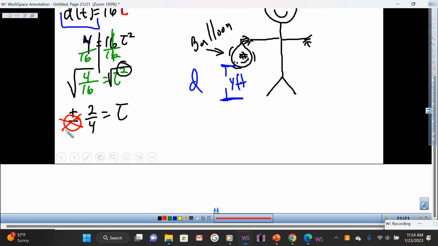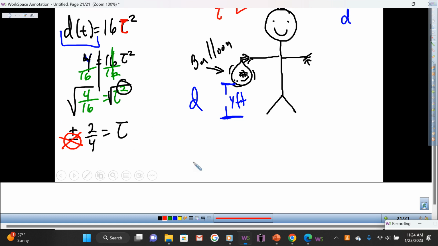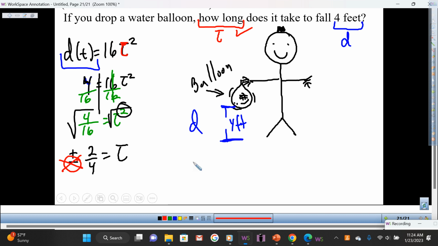All right, good conversations. What do you think, Delilah? Why can't we use the negative? I'm sorry? No, the negative, not the fraction, the negative. Caleb, what do you think? Right, we can't use it, but why? Let's look at the problem. If you drop a water balloon, how long does it take to fall 4 feet?